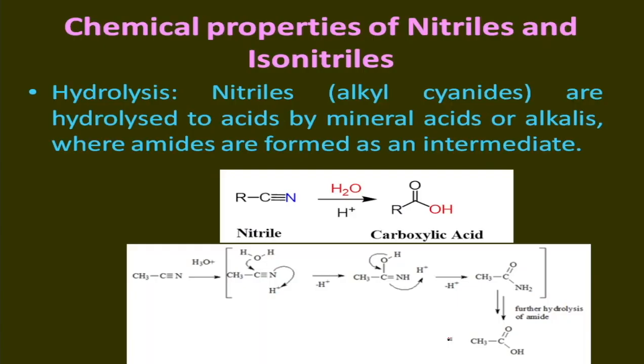Chemical properties of nitriles and isonitriles. Hydrolysis: nitriles or alkyl cyanides are hydrolyzed to acids by mineral acids or alkalis, where amides are formed as an intermediate. Hydrolysis means addition of water. So on hydrolysis you get carboxylic acid, and the reaction intermediate is the amide CH3CONH2.